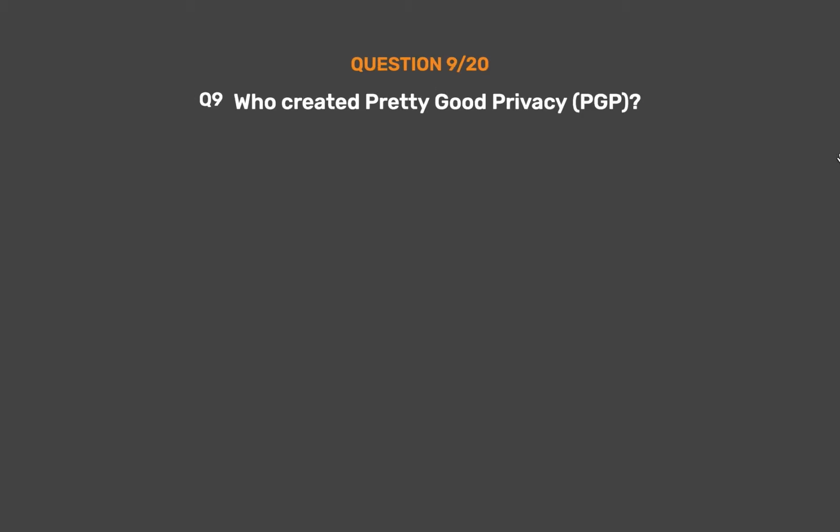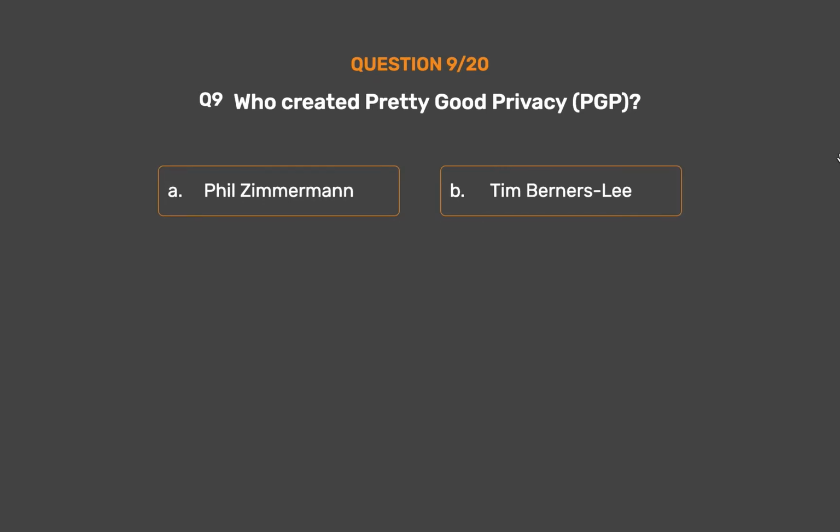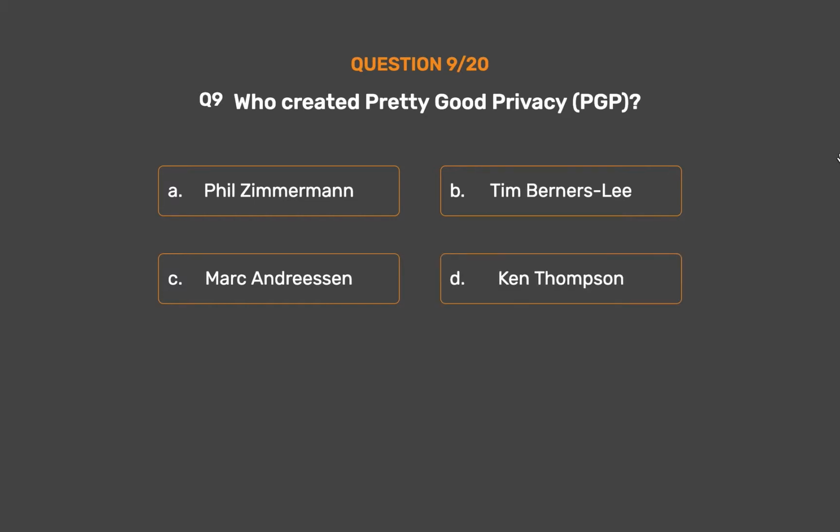Question number 9. Who created Pretty Good Privacy, PGP? Option A, Phil Zimmermann. Option B, Tim Berners-Lee. Option C, Marc Andreessen. Option D, Ken Thompson. The correct answer is Option A, Phil Zimmermann.